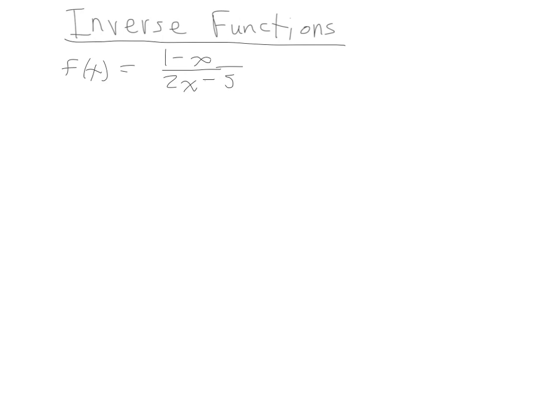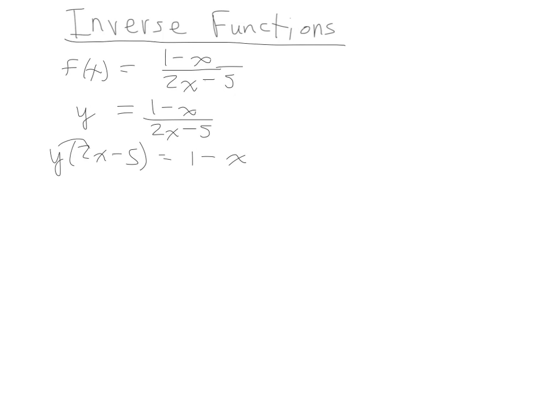So I'll go ahead and replace f of x with y, and just rewrite on the right hand side: 1 minus x over 2x minus 5. And then you want to solve for x. So I want to eliminate my denominator by multiplying by the 2x minus 5 on each side. So I have y times quantity 2x minus 5, and when I do that on the right hand side, that denominator will cancel. I'm just left with 1 minus x.